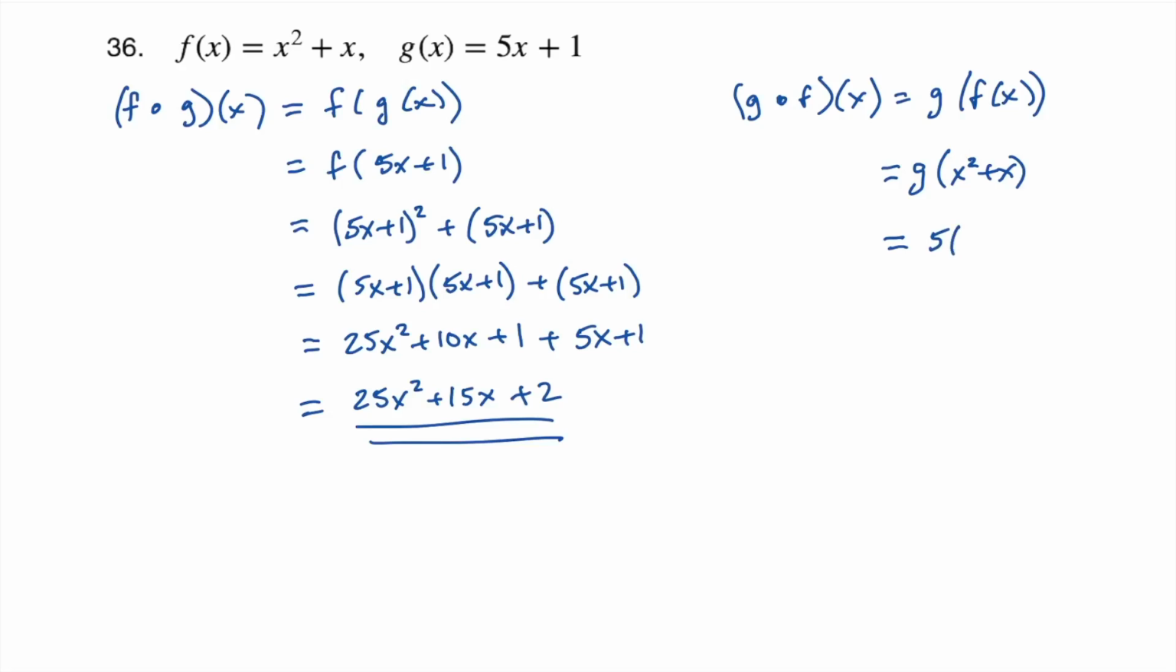So g of x is 5x. So instead of x, we have x squared plus x, and then we have a plus 1. So we end up with 5x squared plus 5x plus 1. And that's our final answer for g composed with f of x.